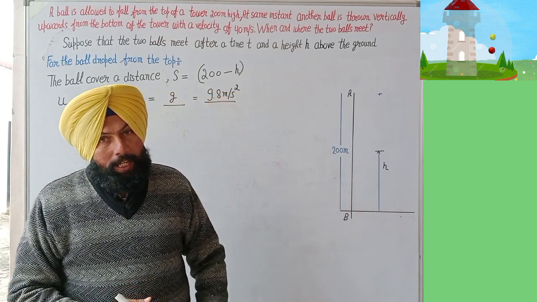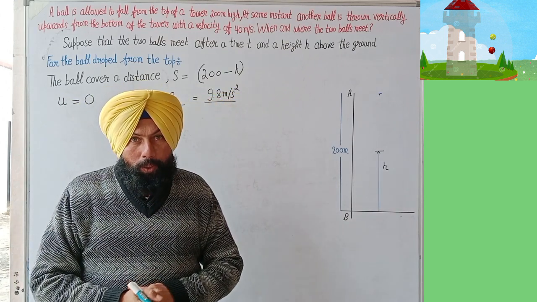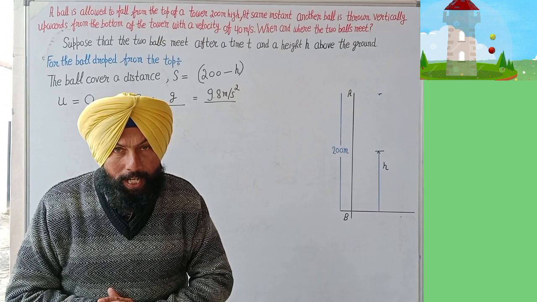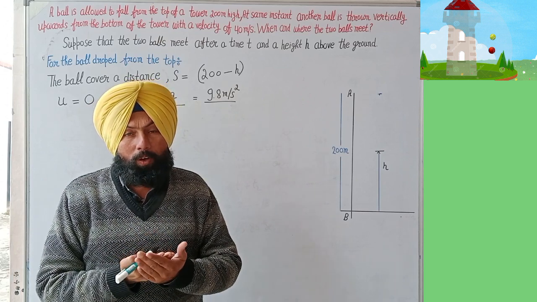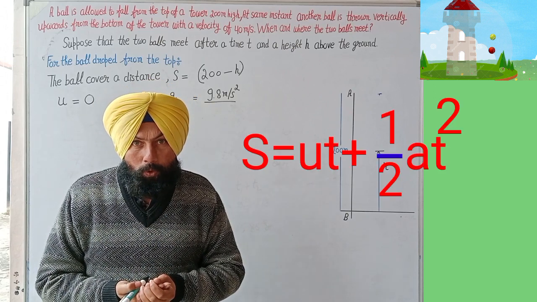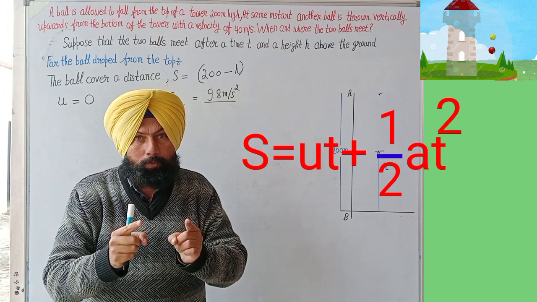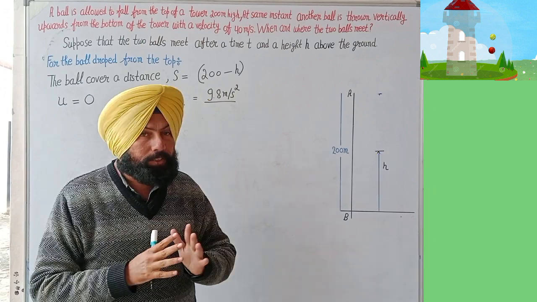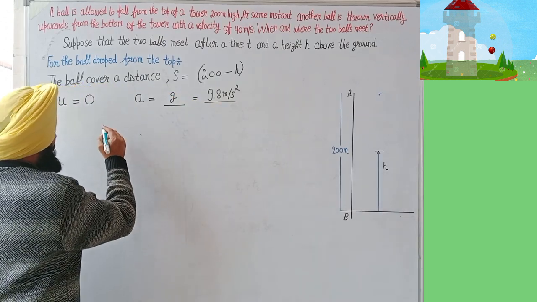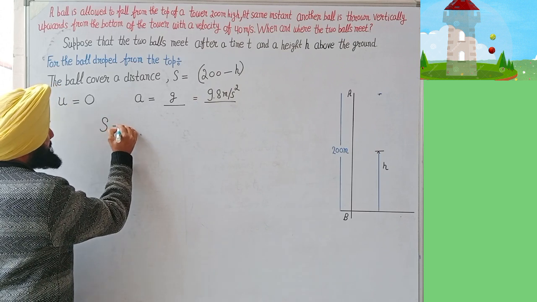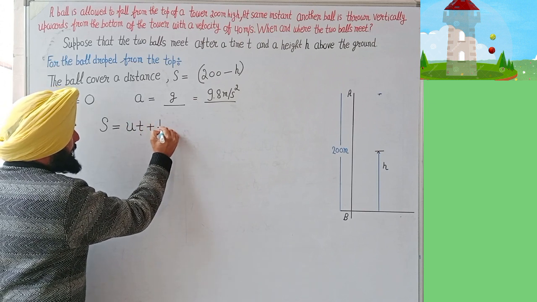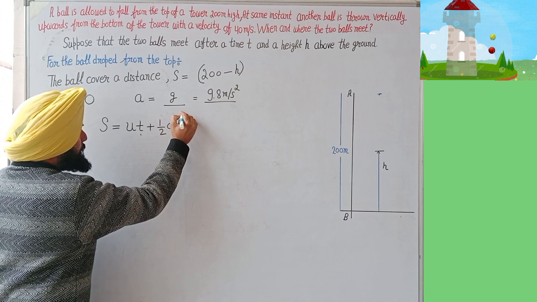Now students, here we will use the position time relation of uniformly accelerated motion, which I have already explained in detail in my previous videos. For more understanding, you must watch that video, then you will be able to understand this numerical. Now, what is the position time relation? That is S equal to ut plus half a t square.